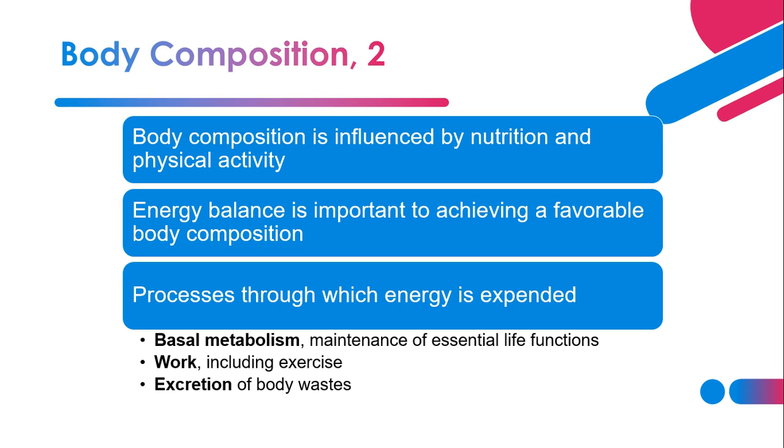And you can see other things that affect energy. Energy is expended through three processes. One is basal metabolism, or maintenance of essential life functions, breathing, sleeping, those types of things. Work, which is any activity requiring more energy than sleeping and includes exercise. And excretion of bodily wastes.